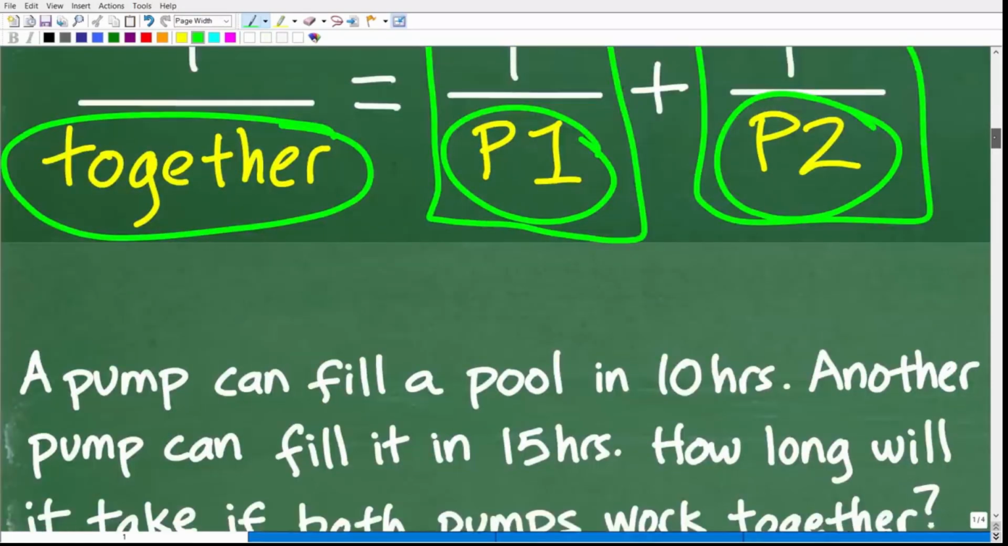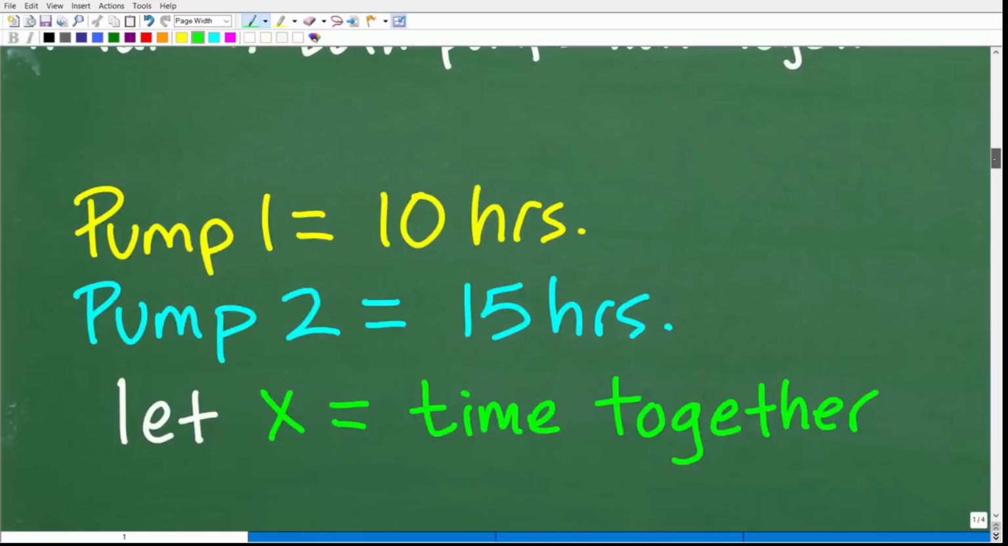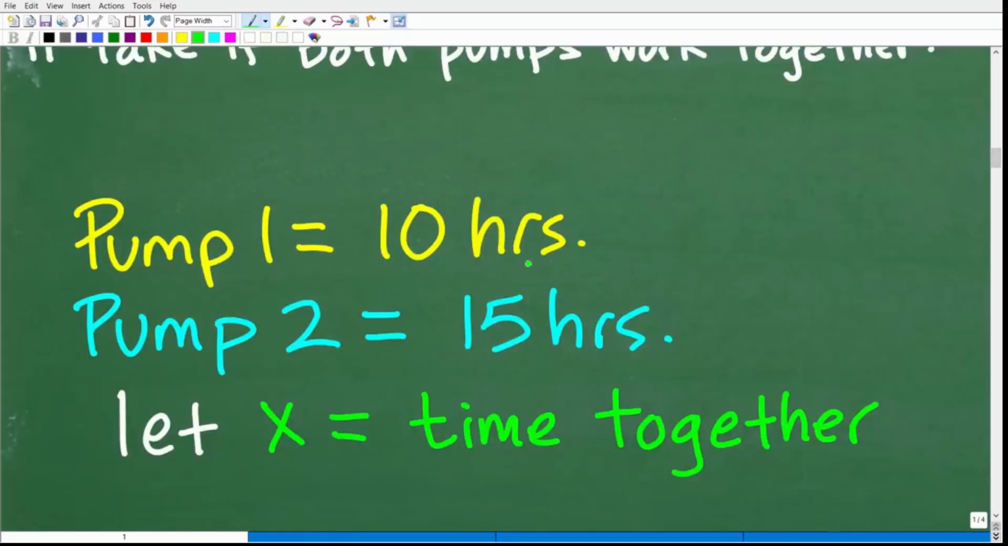So what we need to do, here is our lovely problem, is start identifying the parts, the machines or people involved that are going to do this complete job. So we have one pump, we'll call that pump 1. It can do the job in 10 hours. And then we have this other pump, we'll call that pump 2. It can do the job in 15 hours. So we'll say pump 1 is equal to 10 hours, that's how long it takes pump 1 to do the job. Pump 2, it takes 15 hours. And let's let x equal the time together.